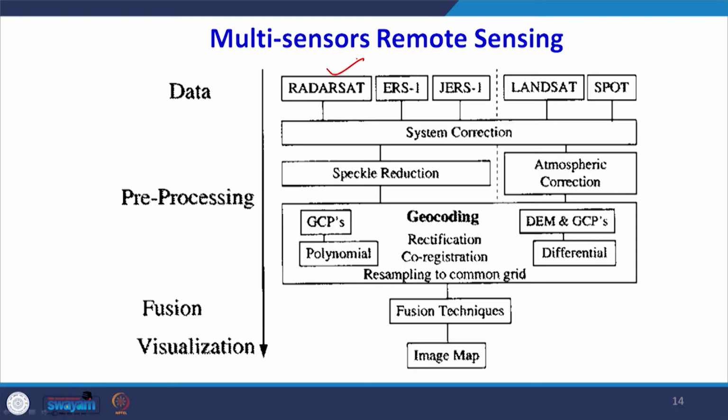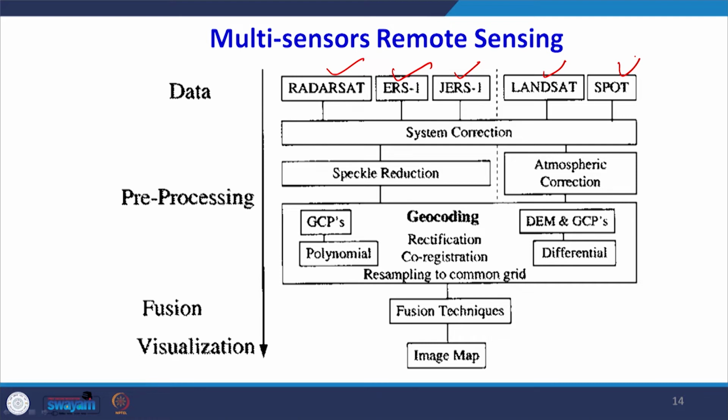So data from multiple sensors is sometimes very useful because we can club them together and derive the optimum information. This is a flow diagram of data fusion techniques, showing how we have data from different satellites: the radar satellites, JERS, ERS, Landsat and Spot. These are satellites from different countries, and we now have data sets from these at different resolutions and different coverage.